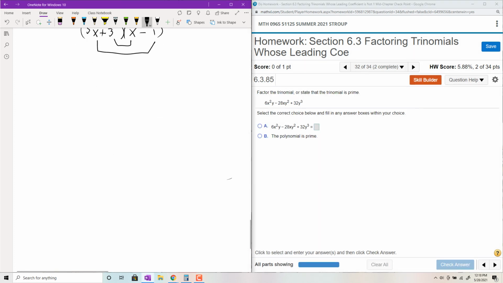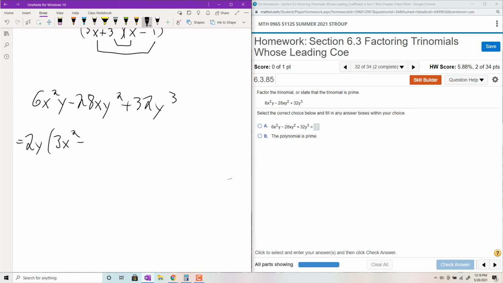Let's try this guy. So they're getting harder. 6x squared y minus 28xy squared plus 32y cubed. Looks like I could pull out a y, and I could pull out a 2. Okay, so 2y. Let's start writing like a real math person. So I get 3x squared minus 14x plus 16y squared. Okay, so 2y times blank.